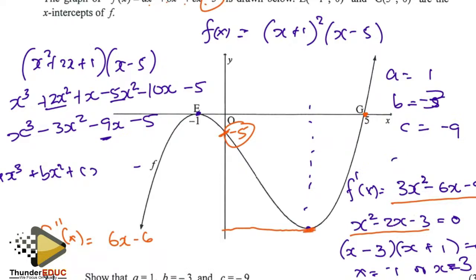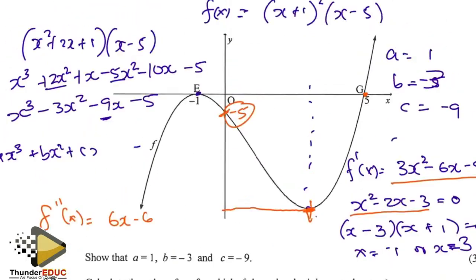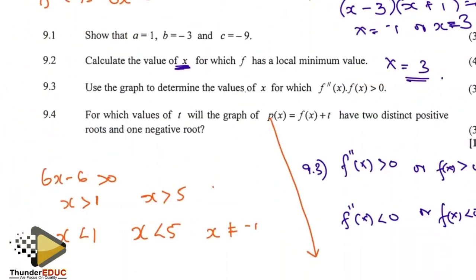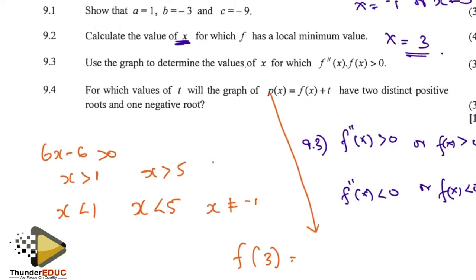What we need to find is the value of y at the turning point, or the minimum value. So if x is 3 for f, I'm going to say f of 3. Okay, what is f of 3? That's going to be 3 cubed minus 3 times 3 squared minus 9 times 3 minus 5. This gives me negative 32.